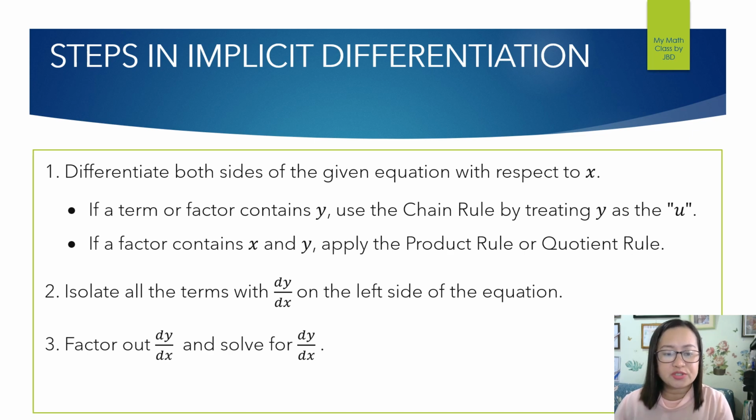The first step is to differentiate both sides of the given equation with respect to x. Note that if a term or factor contains y, use the chain rule by treating y as the u. Or if a factor contains x and y, apply the product rule or the quotient rule as needed. And then isolate all the terms with dy dx on the left side of the equation. And lastly, factor out dy dx and solve for dy dx.